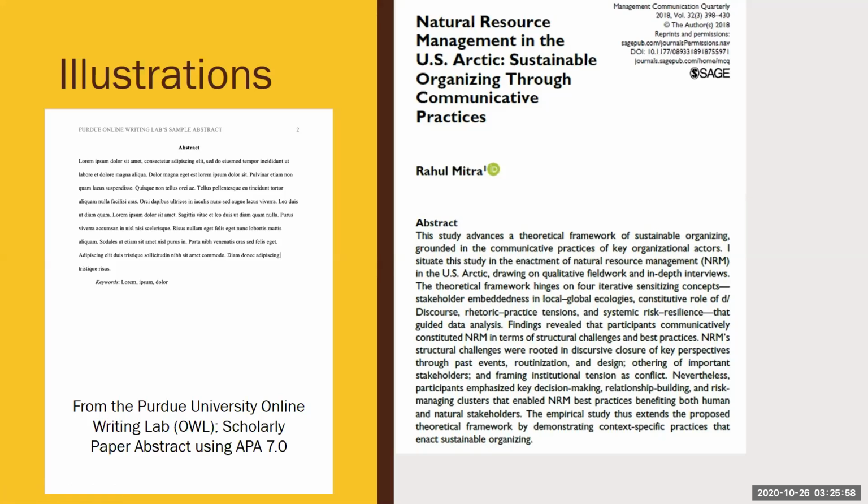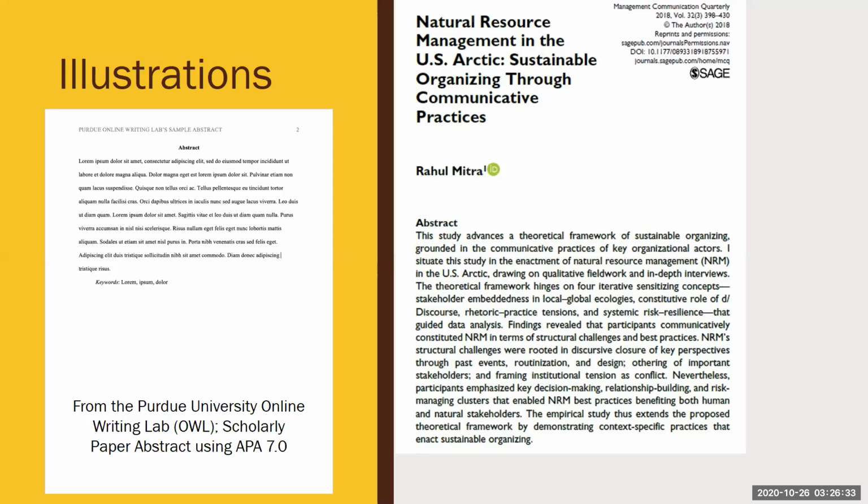study advances a theoretical framework of sustainable organizing grounded in the communicative practices of key organizational actors. I situate this study in the enactment of natural resource management, or NRM, in the US Arctic, drawing on qualitative fieldwork and in-depth interviews. So in these first 2 sentences, I basically talked about the object of study, I referred a little bit to the theory, and I did talk a little bit about the method as well, in-depth interviews.